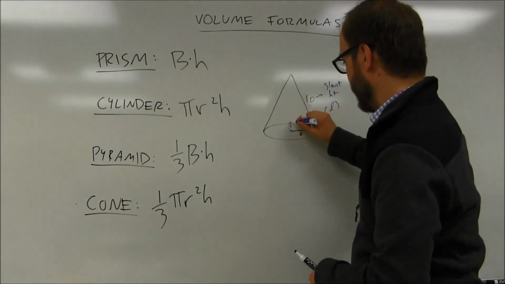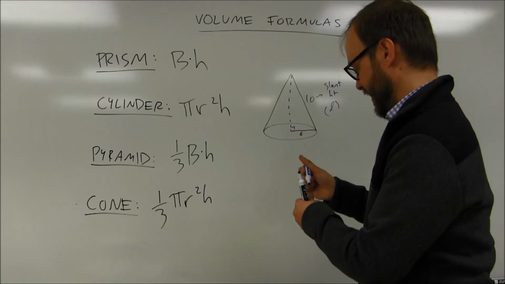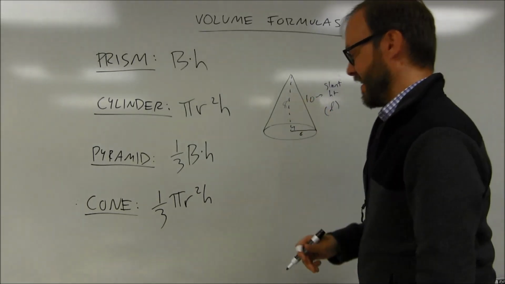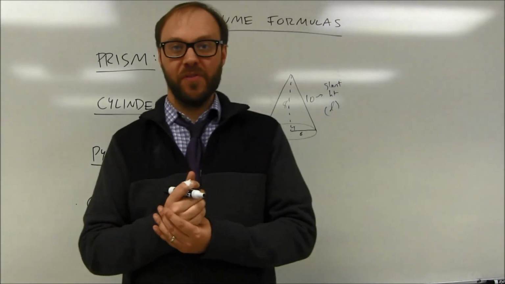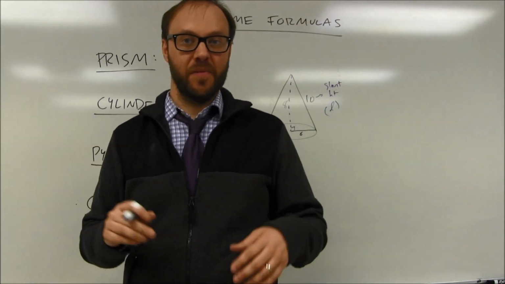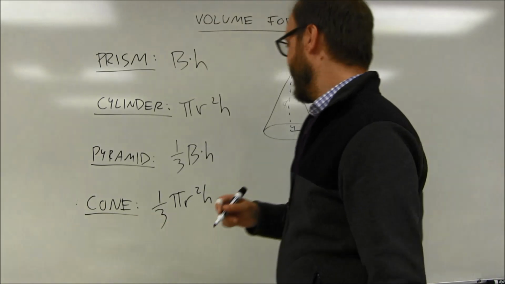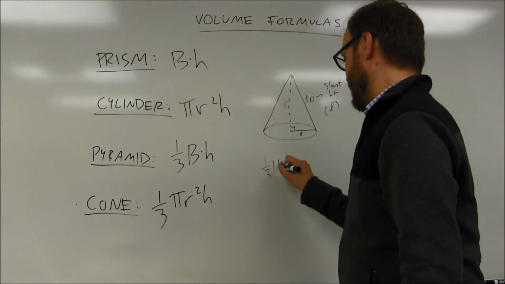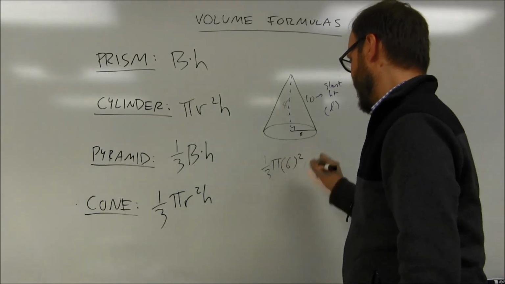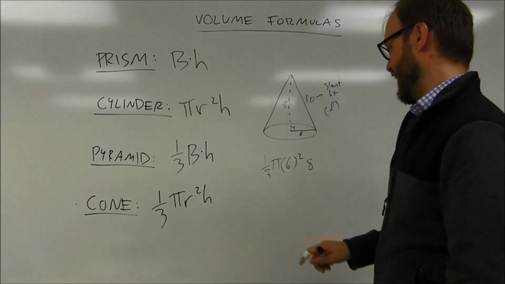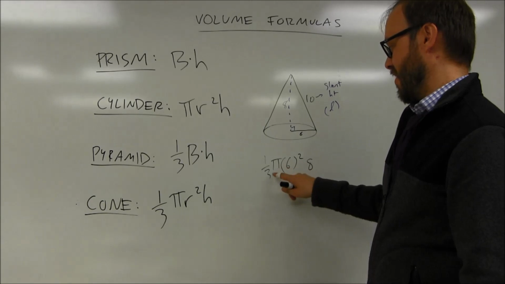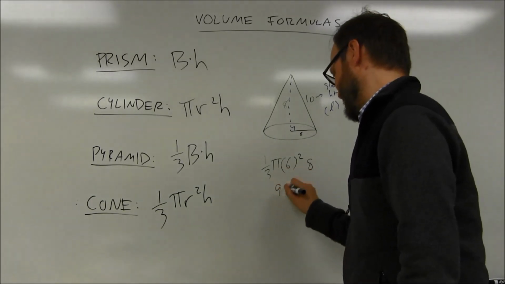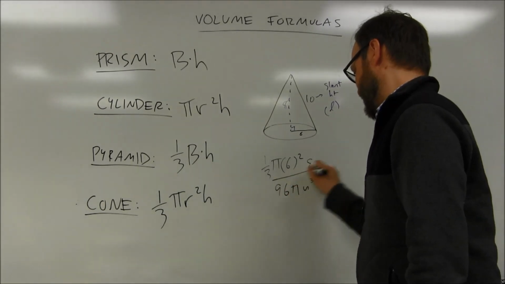The altitude would hit the base at a perpendicular, would be right there. And if you notice, this little 6, 8, 10 triangle, sometimes you get lucky and they're triples, sometimes you're going to have to use the Pythagorean theorem or angle measures, that sort of thing. But in this case, we can use the formula 1/3 pi times the radius squared times the height of 8. That's going to be 36. 1/3 of 36 is 12. 12 times 8 is 96 pi cubic units.